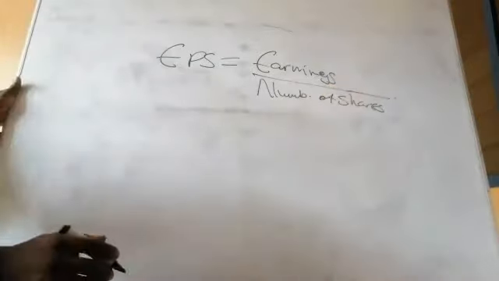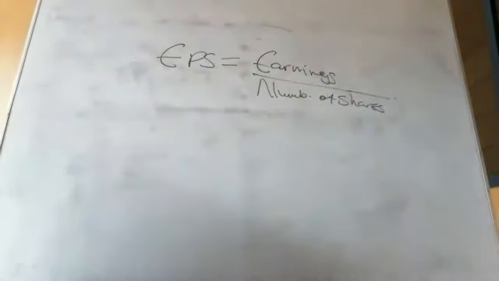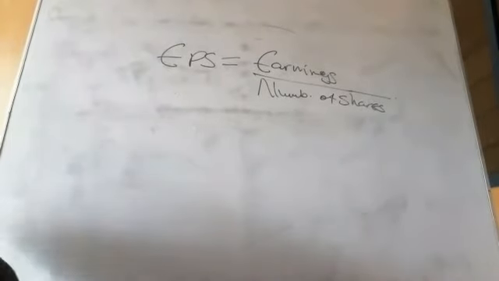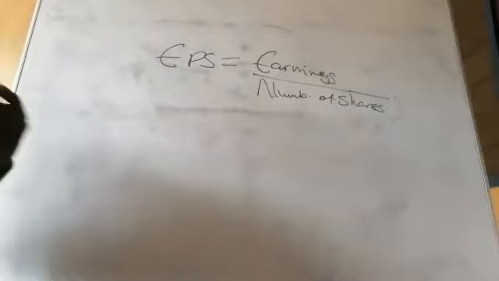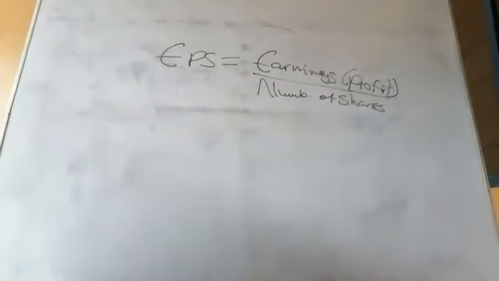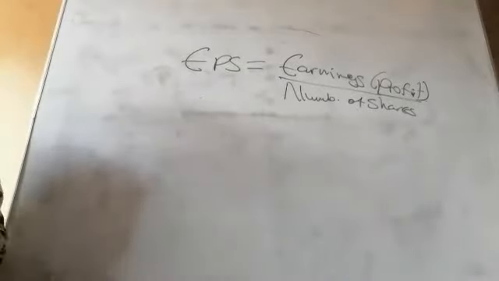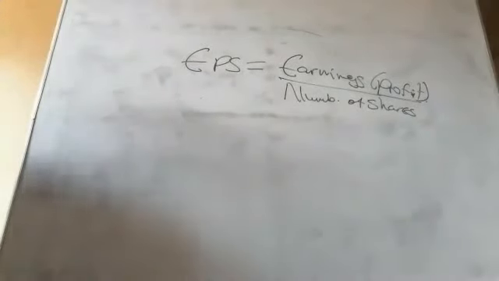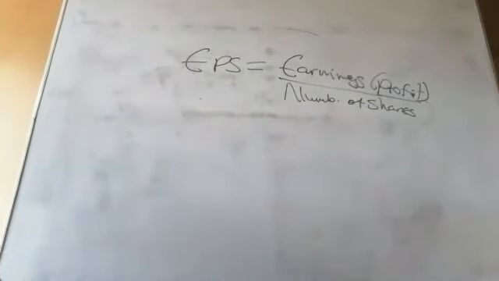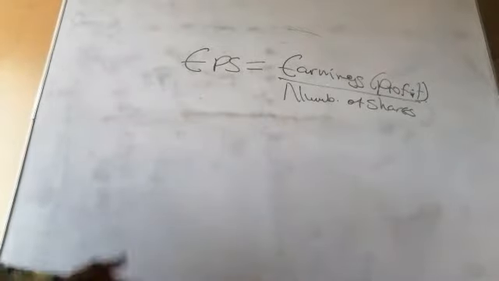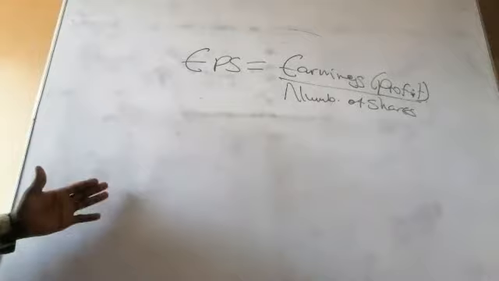Just that there are so many types of earnings. Earnings can also be called profits or return. So there are so many types of profits. Let's start: gross profits, operating profits, profit before interest and tax, profit before tax, profit after tax. Likewise, the earnings too. So earnings after tax, earnings.